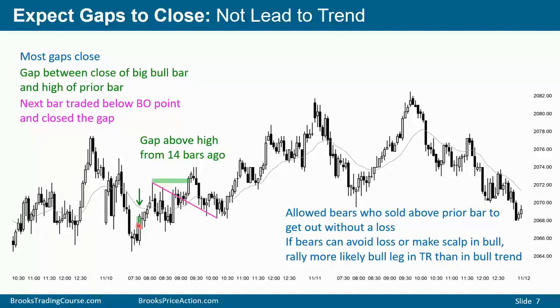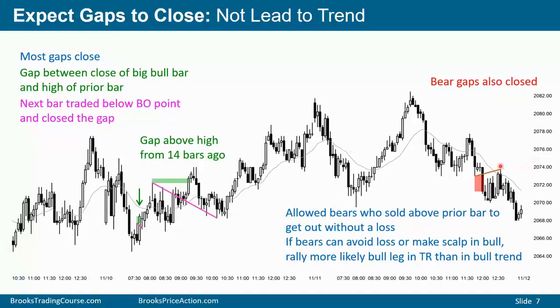These pullbacks allow bears to get out without a loss. So bears selling at this high, they could be disappointed by the size of this bull bar and decide they want to get out break even. The next bar fell below the breakout point and allowed the bears to get out break even. And the same right here. The bears who sold at this high, the pullback was deep enough for them to make a profit. If the bears can sell and avoid a loss like this or make a profit like this, then the rally probably is going to be a bull leg in what will end up as a trading range.